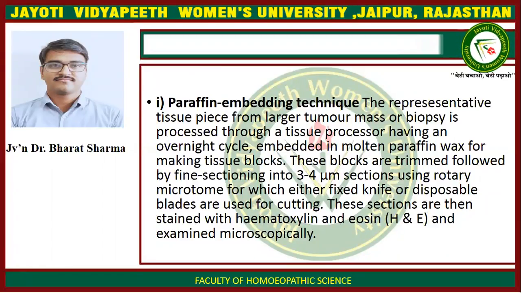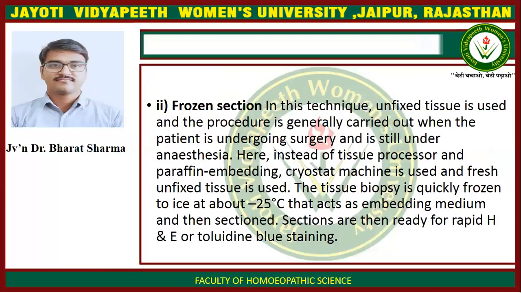Paraffin embedded technique. The representative tissue piece from a large tumor mass or biopsy is processed through a tissue processor having an overnight cycle, embedded in molten paraffin wax for making tissue blocks. These blocks are trimmed, followed by fine sectioning into 3 to 4 micron sections using a rotatory microtome, for which fixed knife or disposable blades are used for cutting. These sections are then stained with hematoxylin and eosin and examined microscopically.